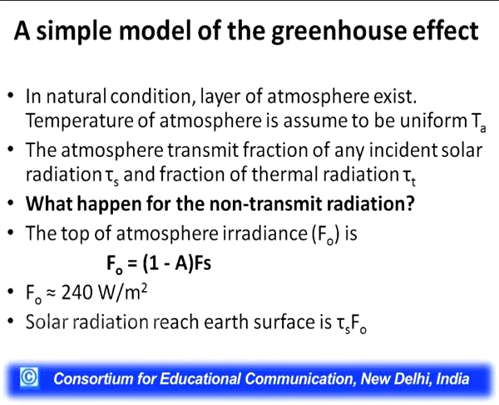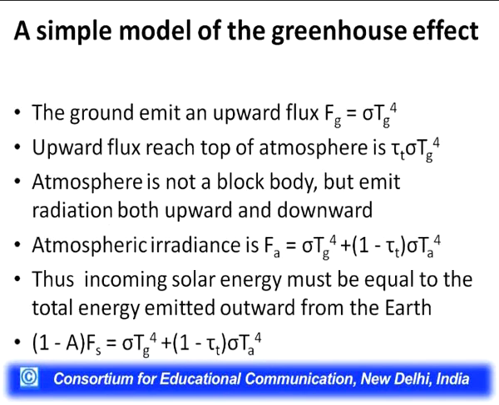Now, what happens to the non-transmitted radiation? The top of the atmosphere irradiance F0 becomes F0 equal to (1 minus A) Fs, where A is the albedo. F0, as we know, is approximately 240 watts per meter square. Solar radiation which reaches Earth's surface is tau s F0. Since the ground emits an upward flux equivalent to sigma Tg to the power 4, the upward flux which reaches the top of the atmosphere is tau t sigma Tg to the power 4.